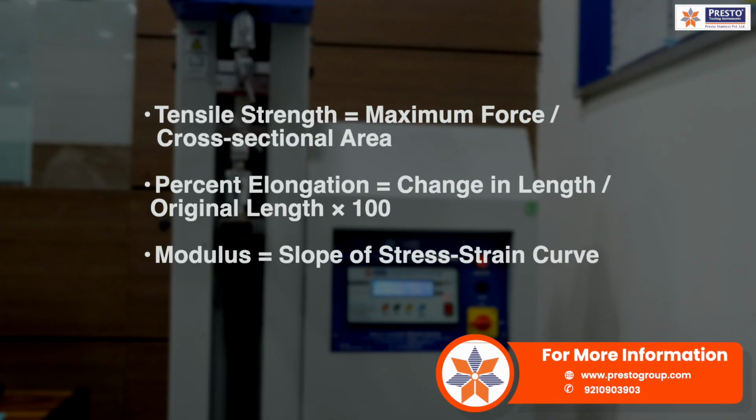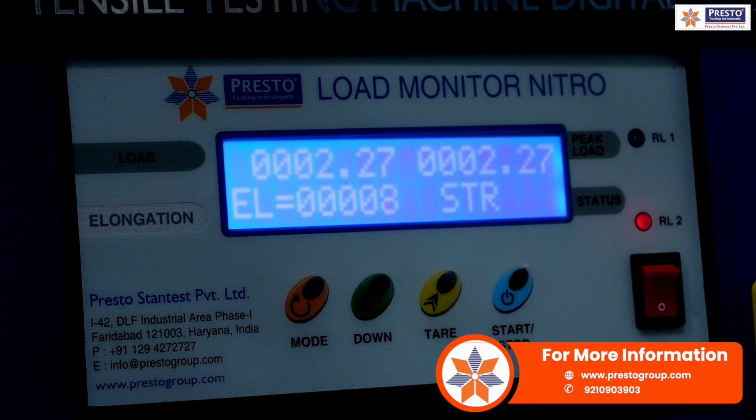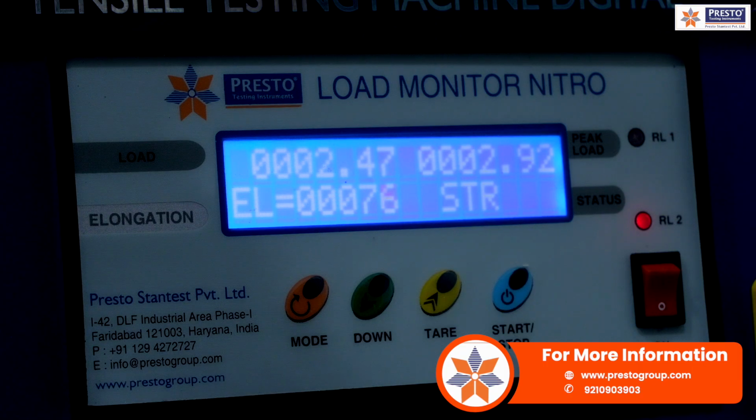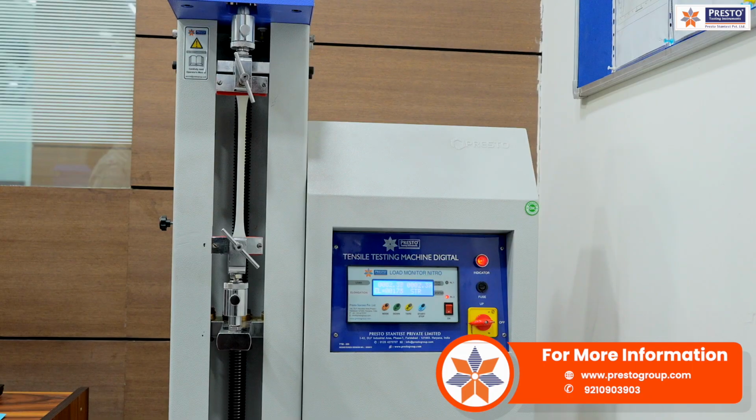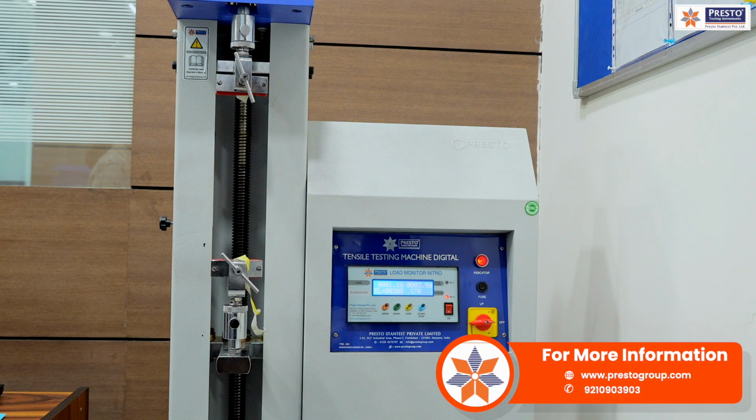Now key results and interpretation. ASTM D882 gives you results like tensile strength, which is equal to maximum force divided by cross-sectional area, and percentage elongation, which is equal to change in length divided by the original length of the specimen multiplied by 100. Now we'll understand about common mistakes and tips to control them.